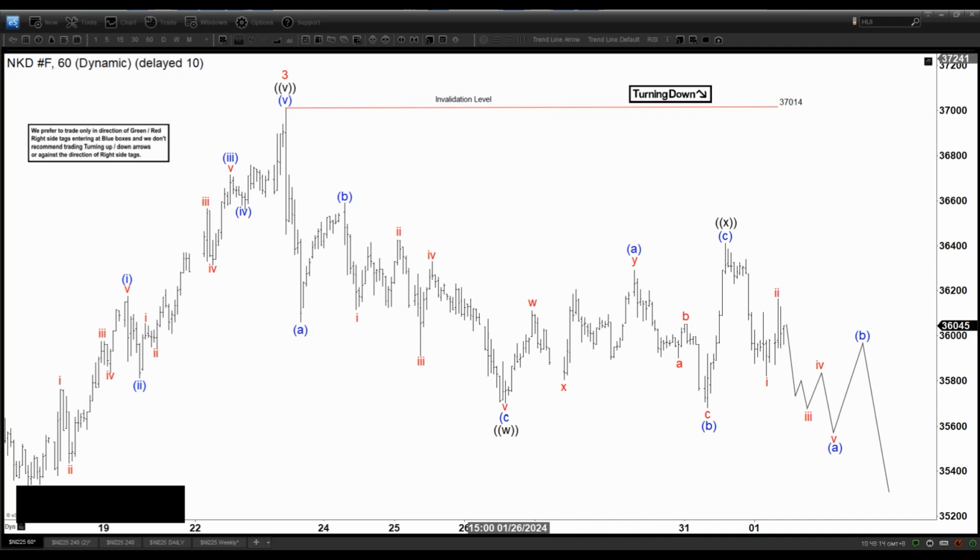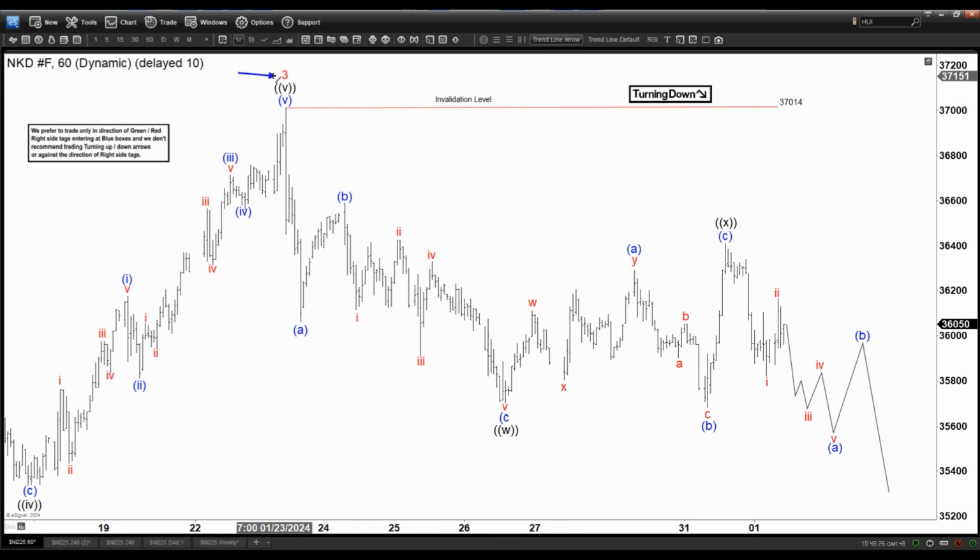After the FOMC meeting, let's see if there's any new data. This is the chart of the Nikkei, the chart of the day today, on the 60 minutes time frame. We ended wave 3 at 37,014 and are now pulling back in wave 4. In the subdivision, we are looking for a W as a zigzag, and then X in the form of a flat. This is an expanded flat, A, B, C, and now we are looking for the downside.